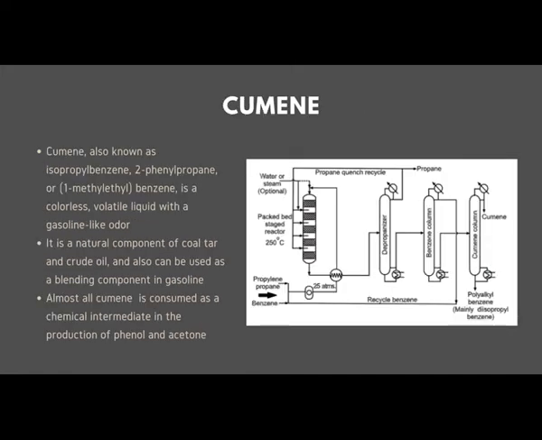Cumene, also known as isopropylbenzene or phenylpropane, is a colorless volatile liquid with a gasoline-like odor. It is a natural component of coal tar and crude oil and also can be used as a blending component in gasoline. Almost all cumene is consumed as a chemical intermediate in the production of phenol and acetone. So, that is the major use of cumene.